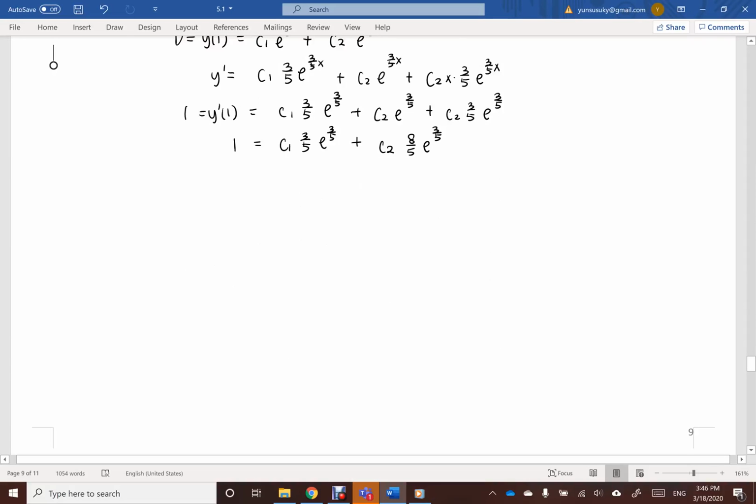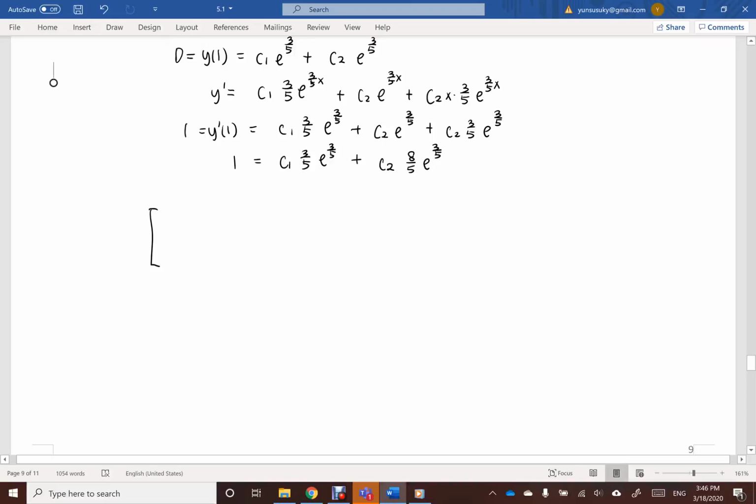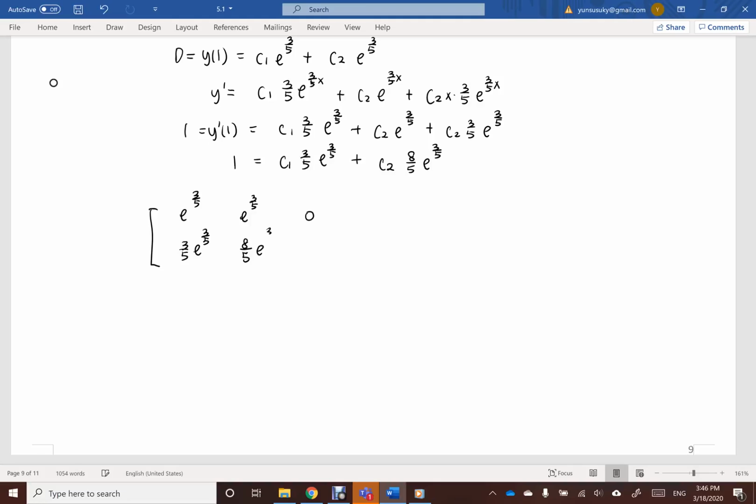Okay. All right. So we build a matrix. The first row we have e to the 3 over 5, e to the 3 over 5, 0. Second row we have 3 over 5 e to the 3 over 5, 8 over 5 e to the 3 over 5. That is 1. So far, so good, everybody?